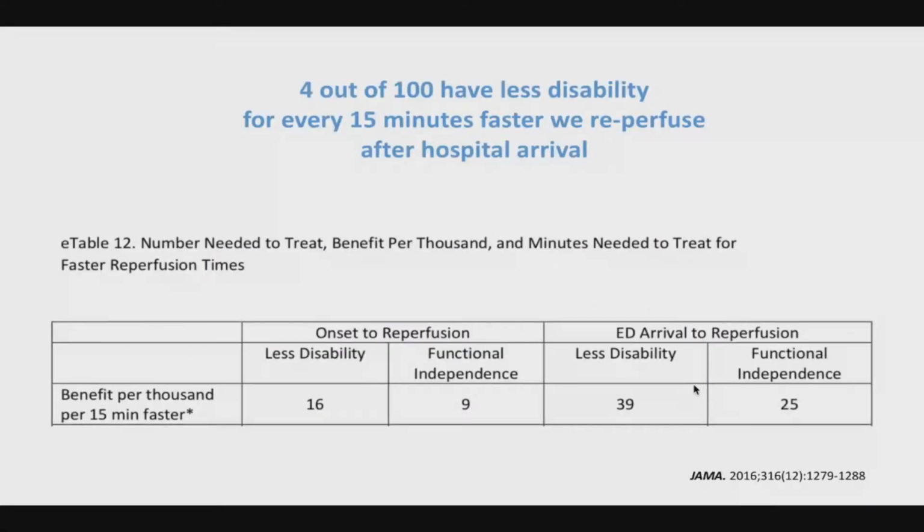Now, is that really important? I mean, delaying the patient for about 15 minutes, 30 minutes, or 1 hour, is that really important? It turned out to be, yes, very important. This paper showed that for every 15 minutes faster we reperfuse after hospital arrival, we are able to save 4 patients out of 100 from major disability, and we are able to improve the functional outcome in about 2.5 patients. That's for every 15 minutes.